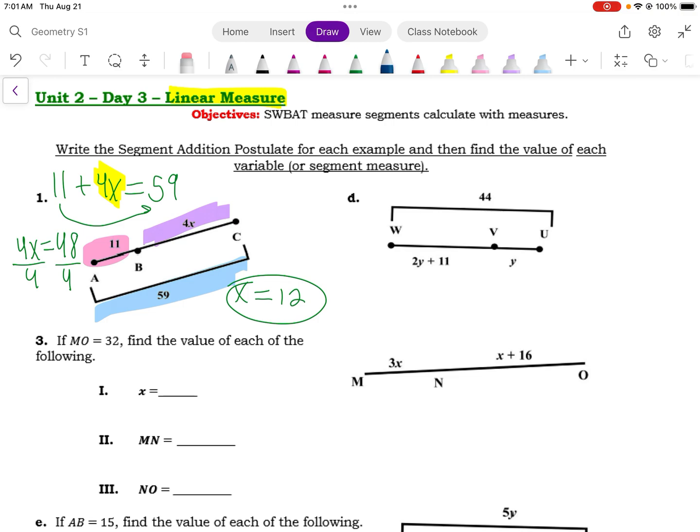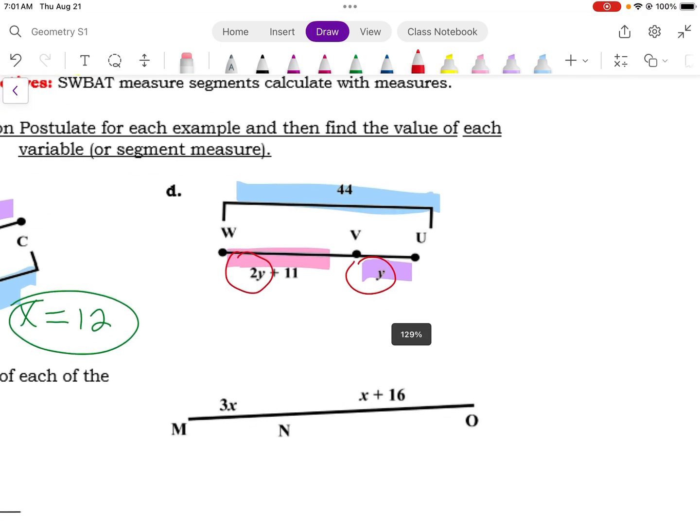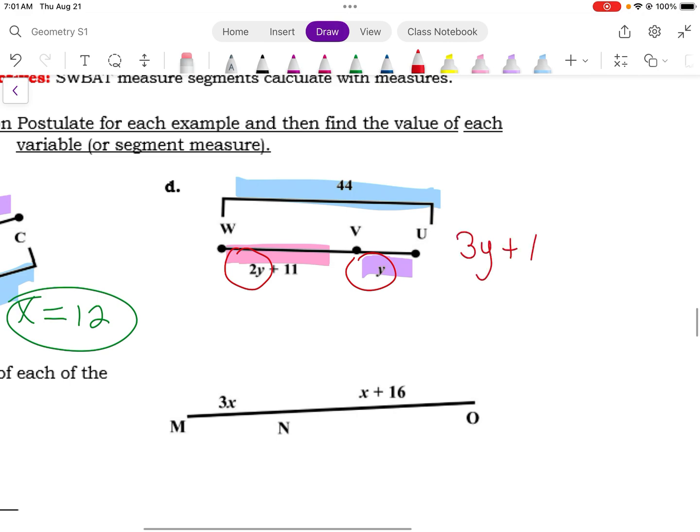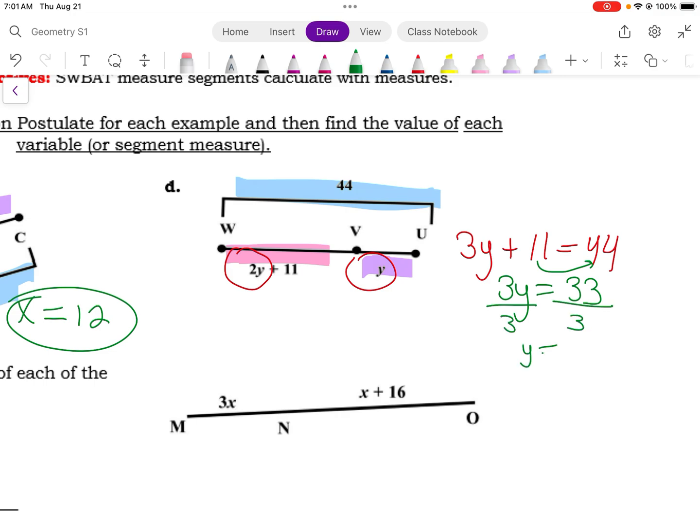All right, now let's do this next one. Again, let's do our smaller sections. So we have our pink and blue, we have our pink and purple, and that adds up to our blue. There we are. So we're going to see how many y's we have. In this situation, we have 3 y's. 3y plus 11 equals 44. Okay, let's subtract 11 from both sides. So I'm going to move that 11 by subtracting, and then divide by 3, and y equals 11. All right, you can always plug it back in and make sure that it works, and that these two segments add up to 44.